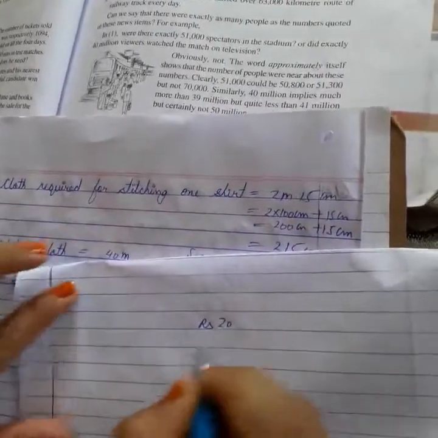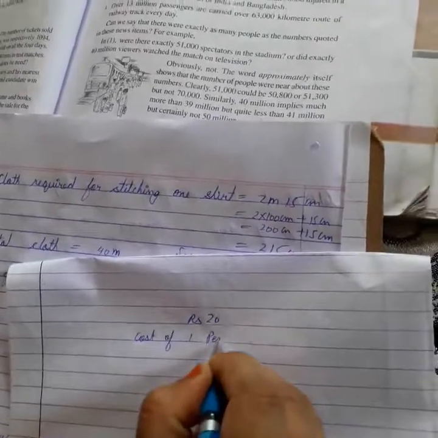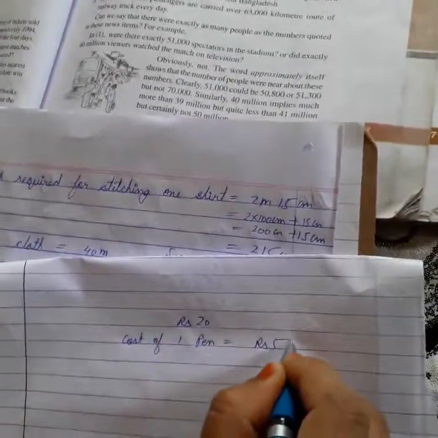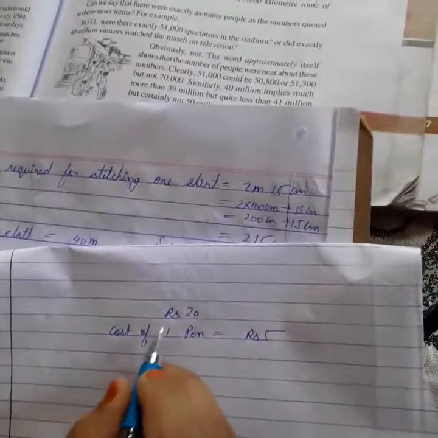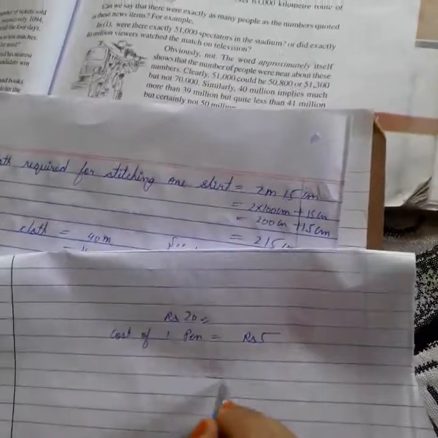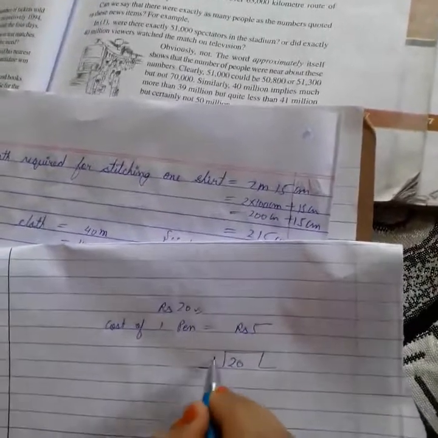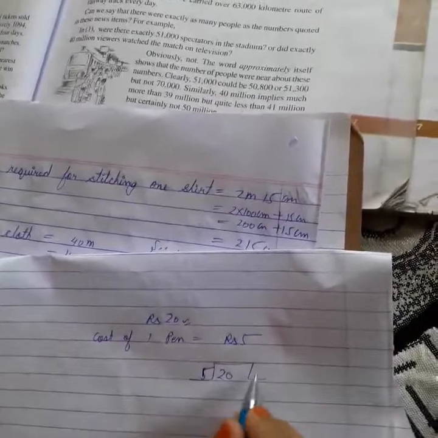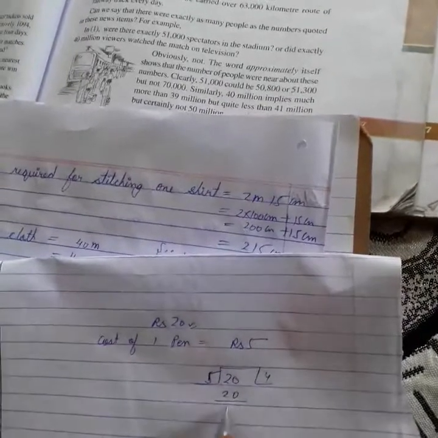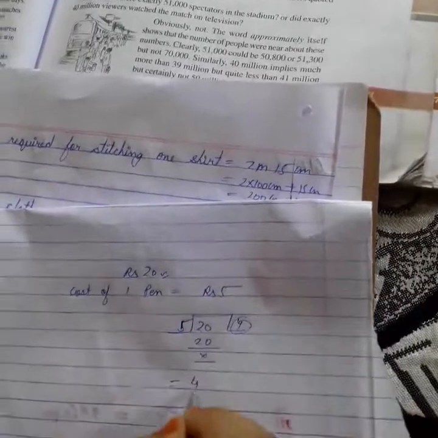20 rupees. If the cost of one pen is how much? Rupees 5. Okay, and you have to tell the number of pens that you can purchase using 20 rupees. Now see, if you divide this total money by the cost of one pen, that is 5, 5 fours are 20. What did you get, children?